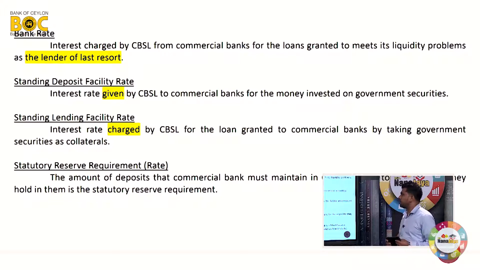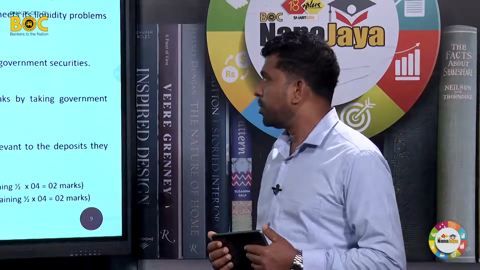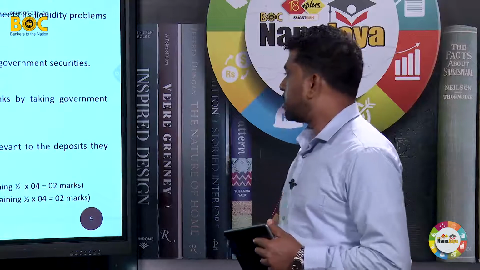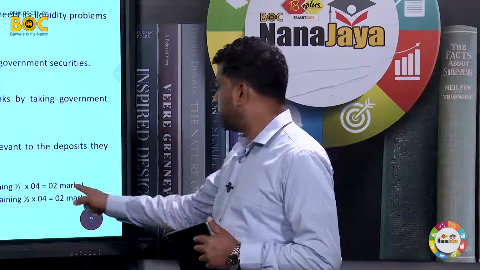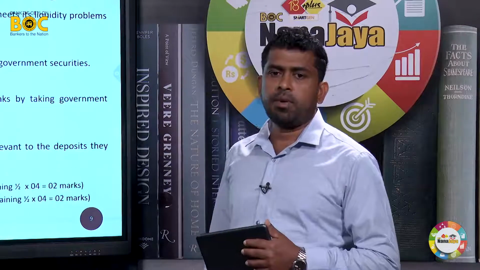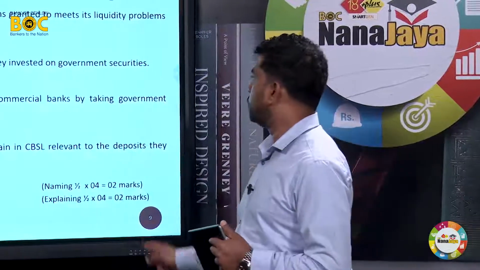Next one is statutory reserve requirement. This is the amount of deposit that commercial banks must maintain in CBSL relevant to the deposits they hold, according to the accepted deposits by commercial banks. To get 4 marks, first you have to name 4 policy interest rates, half a mark into 4, 2 marks, and explaining those policy interest rates, half a mark into 4, 2 marks. Right, let's move on to the next question.